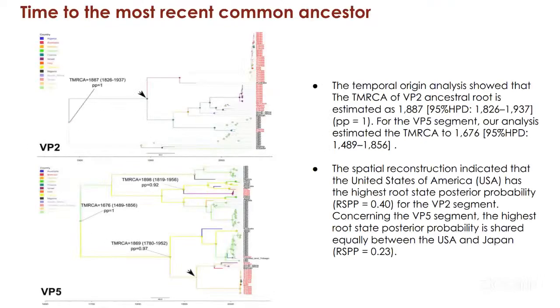So what we have revealed as a result, the temporal origin analysis showed that the TMRCA for the VP2 root is estimated as 1887. For VP5, the analysis estimated the TMRCA at 1676. The spatial reconstruction indicated that the United States of America has the highest root state posterior probability for the VP2, and concerning the VP5, the highest root state posterior probability is shared equally between the USA and Japan. In other words, it means that the viruses that are now circulating in the region have as origins mainly USA and Japan.